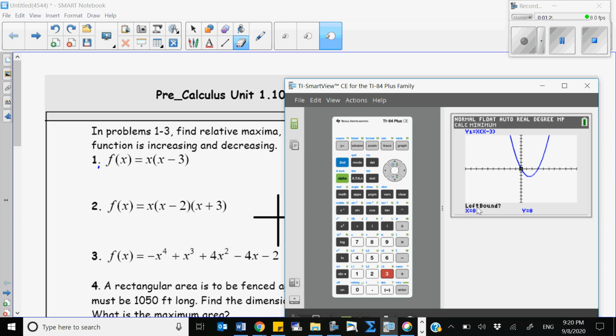First of all, it's asking about left bound. So I go to the left side, enter, and then go to the right side of this point, because this is my minimum. I need to stay on left side and then on the right side. Enter. And then what is my guess here? I'm going to go on almost top of it, say that this is my guess. I guess that the minimum is around here, and then enter. And that will give me this point, 1.5 and negative 2.25.